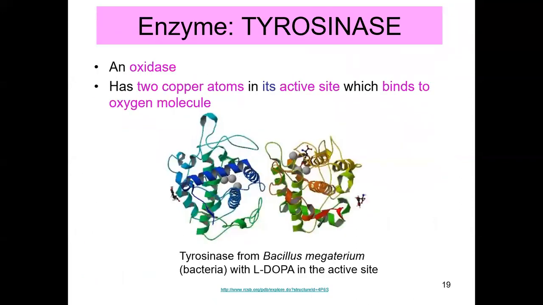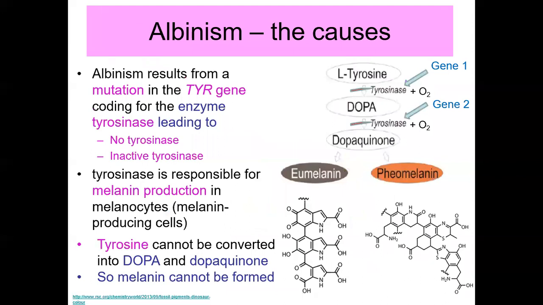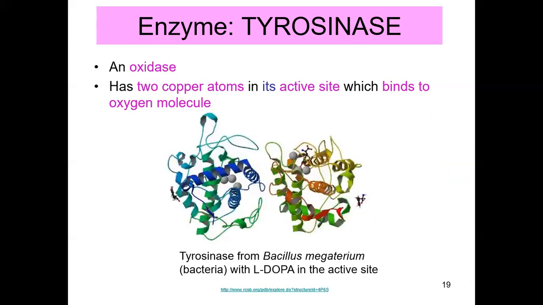Tyrosinase is an oxidase. That's why in the reaction you need oxygen, which is needed to oxidize the substrate. It's an oxidase enzyme that catalyzes oxidation of the substrate. It has 2 copper atoms in its active site which bind to the oxygen molecule. This one you don't have to know, it's just for your interest only. This is the tyrosinase enzyme from bacteria with L-DOPA in the active site.